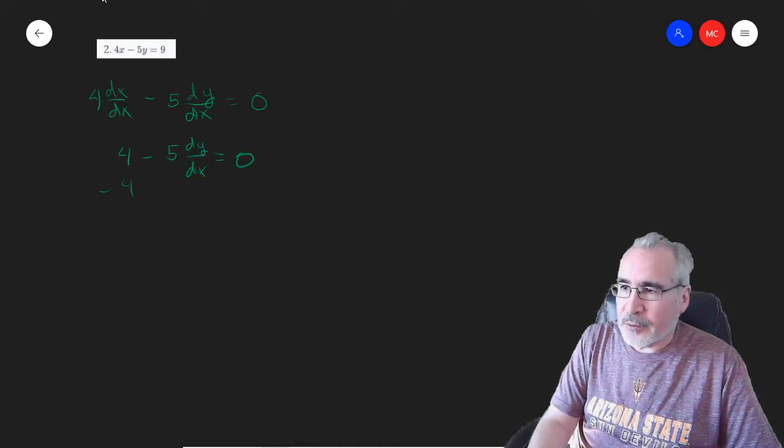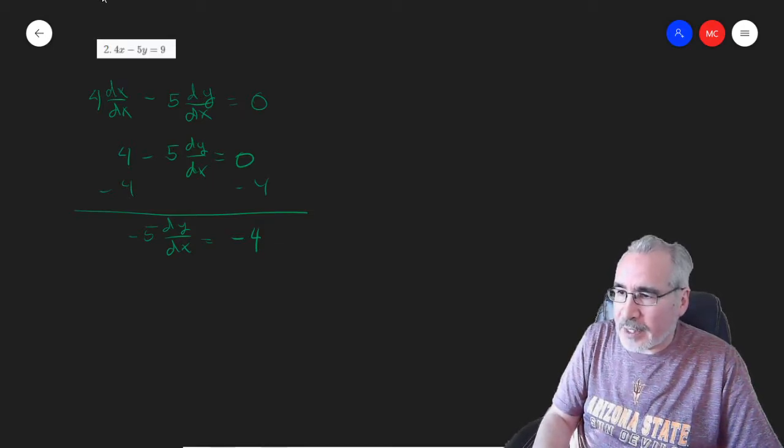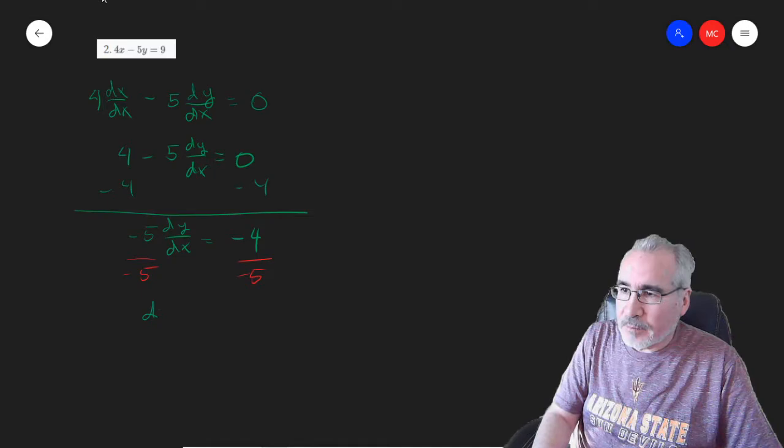We'll subtract 4 from both sides, and that gives us minus 5 dy dx equals minus 4. And then we'll divide both sides, I guess I can do it this way, by negative 5. And then we get that our final answer, dy dx, is equal to 4/5.